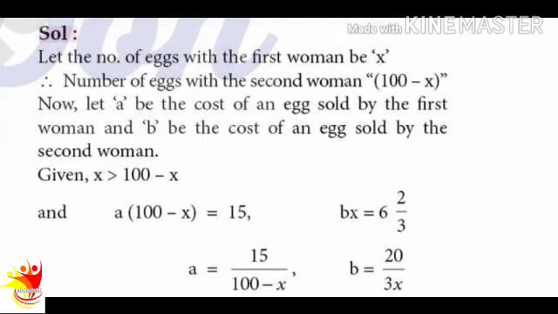That is a into 100 minus x equals 15. The second condition is bx equals 6 2/3. b is the cost of an egg for the second woman, and x is the number of eggs of the first woman, which equals her earnings, rupees 6 2/3. That is bx equals 6 2/3. Therefore a equals 15 divided by 100 minus x. Second, b equals the mixed fraction converted to a fraction: 6 into 3 is 18, plus 2 is 20, divided by 3x. That is the b value.